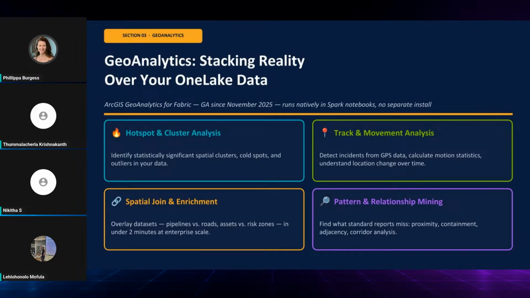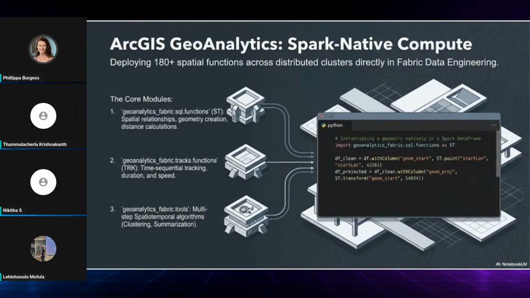ArcGIS GeoAnalytics runs natively in Spark notebooks, so no separate install. You can do hotspot and cluster analysis, identifying statistically significant spatial clusters, cold spots, and outliers in your data; spatial joins and enrichment, overlaying datasets, pipelines versus roads, assets versus risk zones in under 2 minutes at enterprise scale; track and movement analysis, detecting incidents from GPS data, calculating motion statistics, understanding location change over time; and pattern and relationship mining, finding what standard reports miss: proximity, containment, adjacency, and corridor analysis.